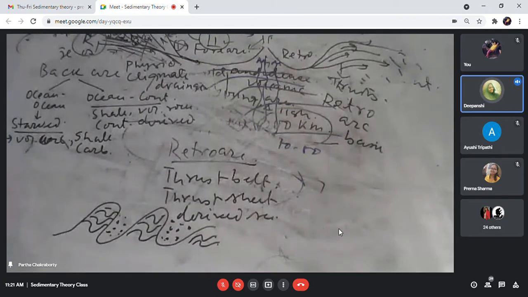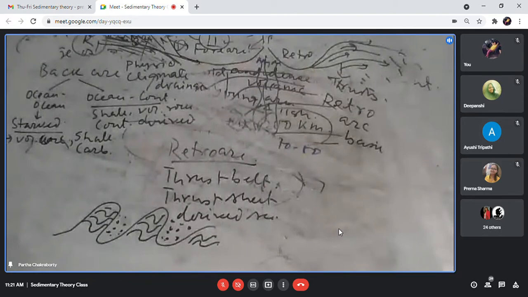So physio-climate drainage means the same delta deposit. No, I am telling, yes, there will be a delta, otherwise how will sediment come from the continent? The river system only will supply. So the river system, and the amount of sediment will depend upon the river system in the continent.